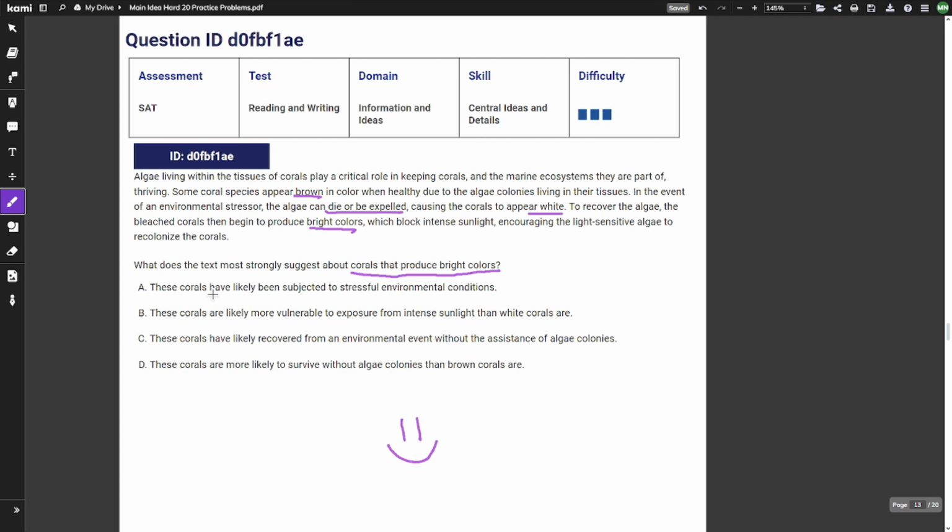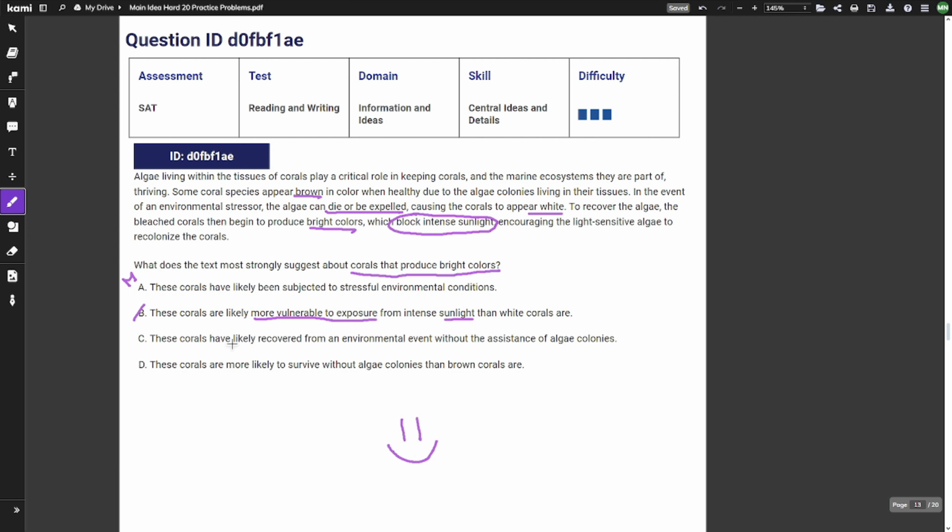A. These corals have likely been subjected to stressful environmental conditions. This one is true. I mean, they went through these stressful environmental conditions, so they lost their algae. And now, they want to get their algae back, so they turn bright. So this might be our answer. B. They're more vulnerable to exposure from sunlight. This is actually the exact opposite of what the text says. Here it says these bright colors actually block intense sunlight, which means they would be less vulnerable to exposure from sunlight. So our answer isn't B.